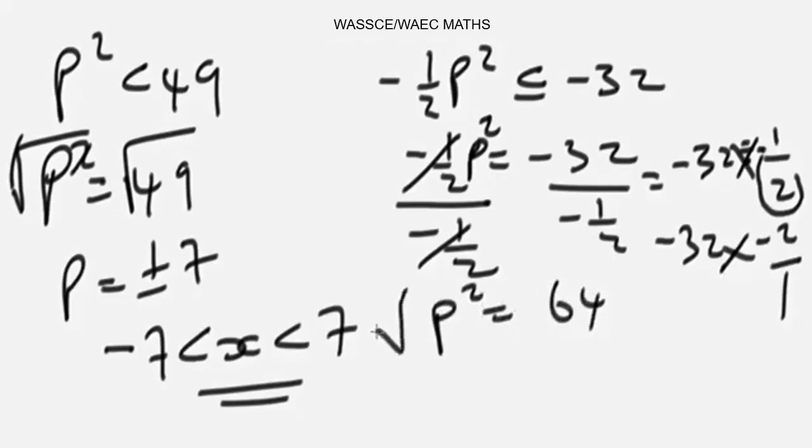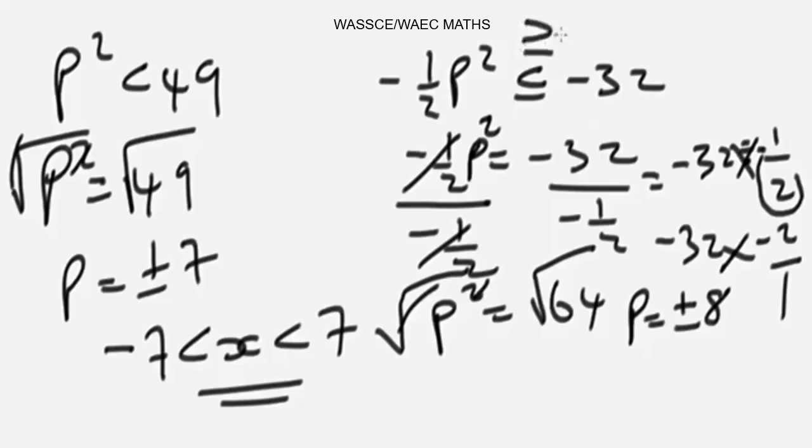So you take the square root of both sides. Okay, so the square root of 64, so p will be equal to plus or minus 8. But remember, we divided by a negative value. So that means the inequality sign here will change to greater than or equal to, since we divided by minus 1 over 2. Very important, guys.